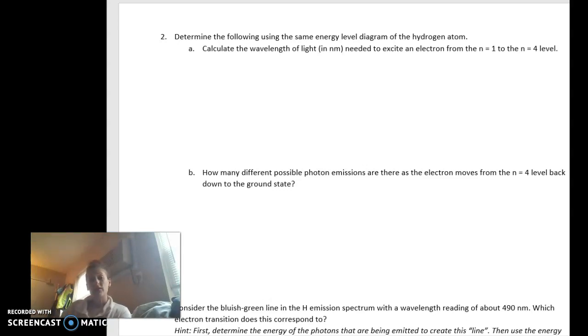So the next question, we actually already answered this. How many different possible photon emissions are there as the electron moves from n equals 4 back to the ground state? We drew this out at the start of our video, right? We drew the red arrows on our diagram. We found that we would draw 8 arrows, but since we do not double count things, we only had 6.